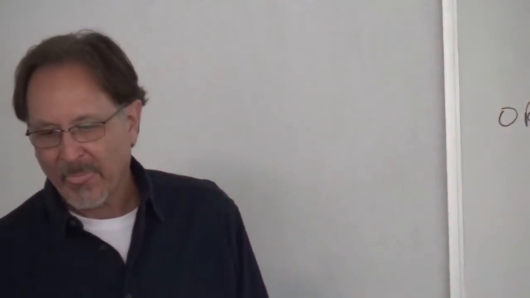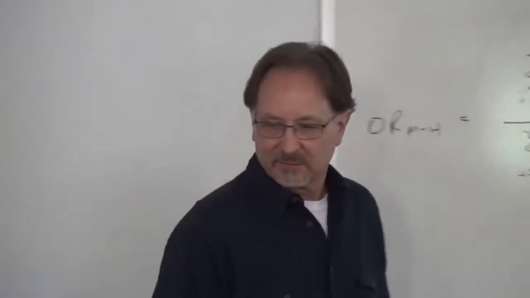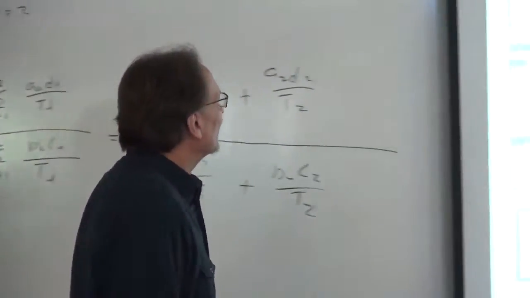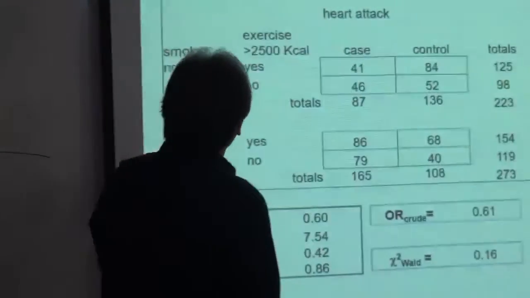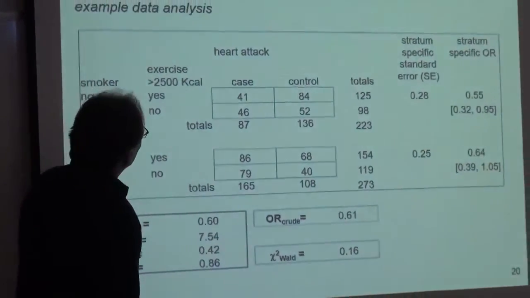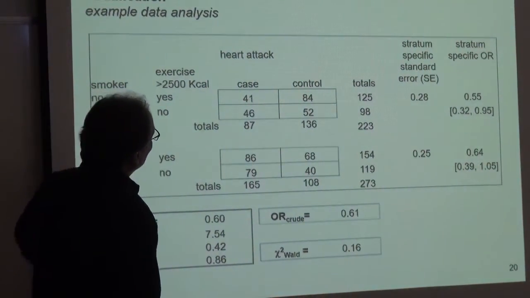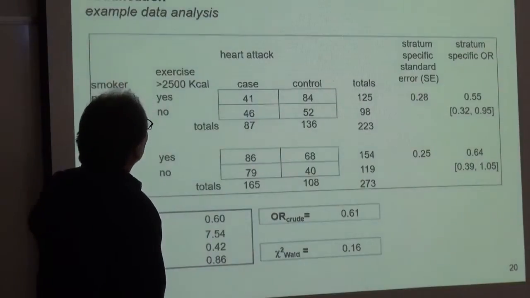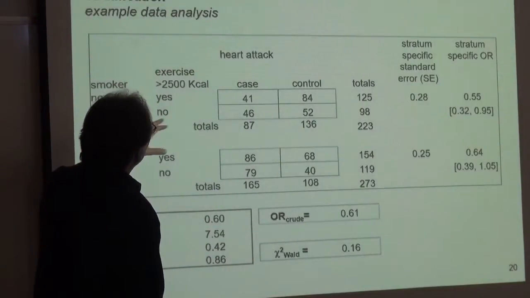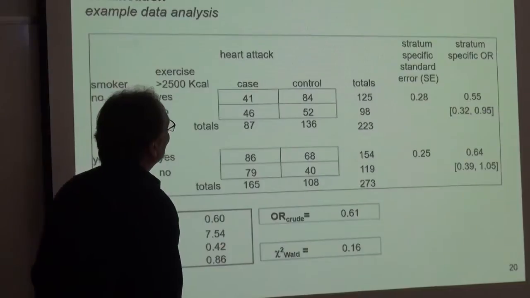Okay. This is our stratified table: we have exercise stratified by smoking, and risk for heart attack. Likely the smokers would exercise less, but let's say we haven't found a group that does.